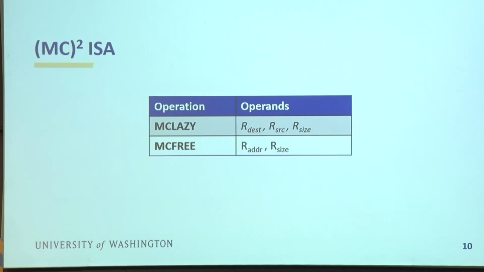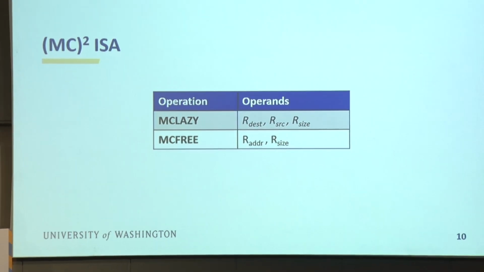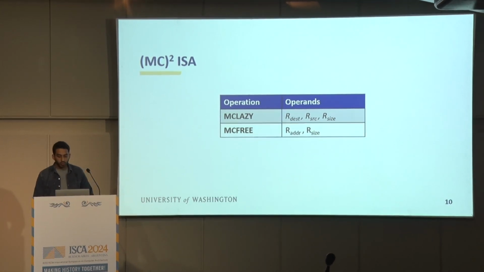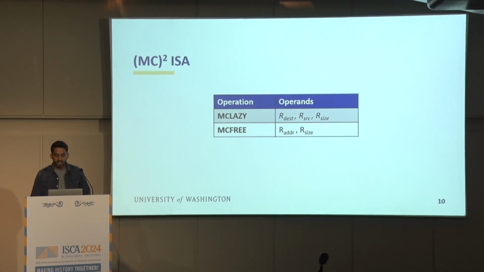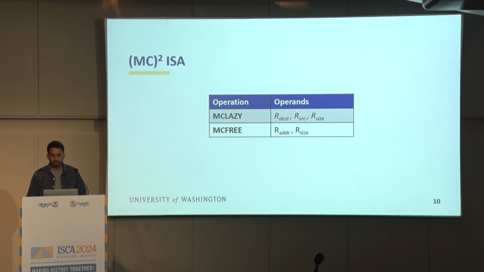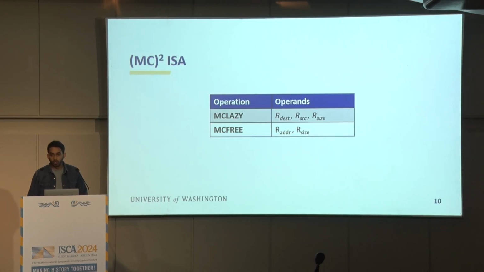So we provide two new instructions to take advantage of MC squared. The first is MC lazy, which is what initiates the lazy MemCopy operation. It accepts three registers: the destination virtual address, the source virtual address, and the copy size. The second instruction is MC free, which is a hint to the system that informs it that the address is no longer in use and does not need to be tracked anymore.